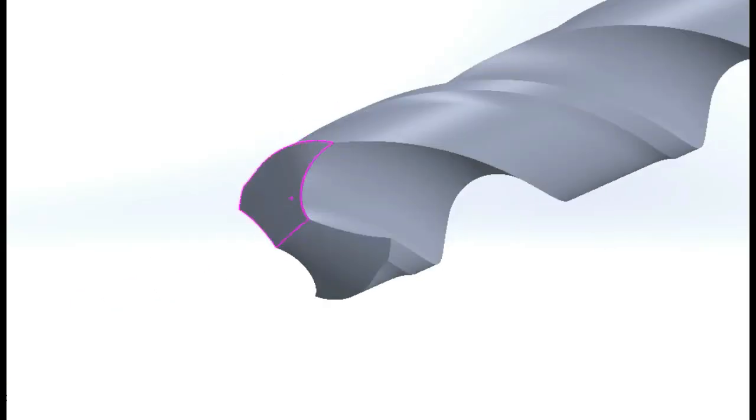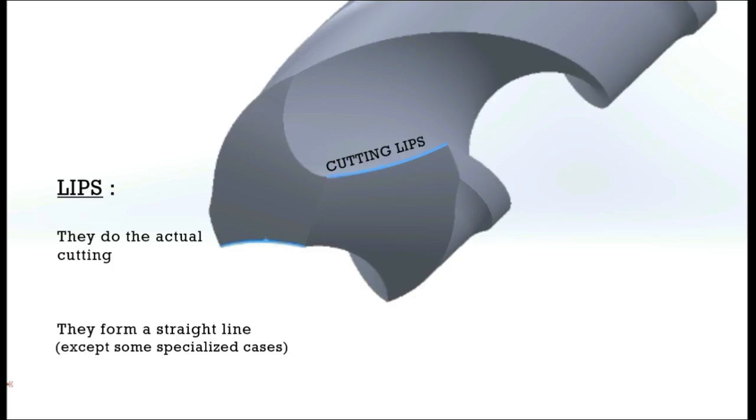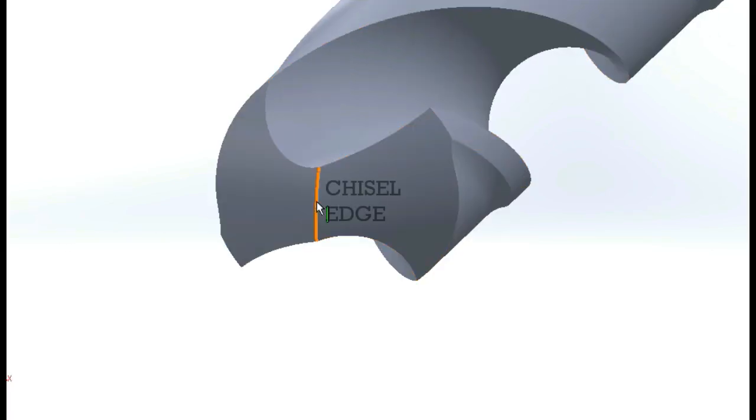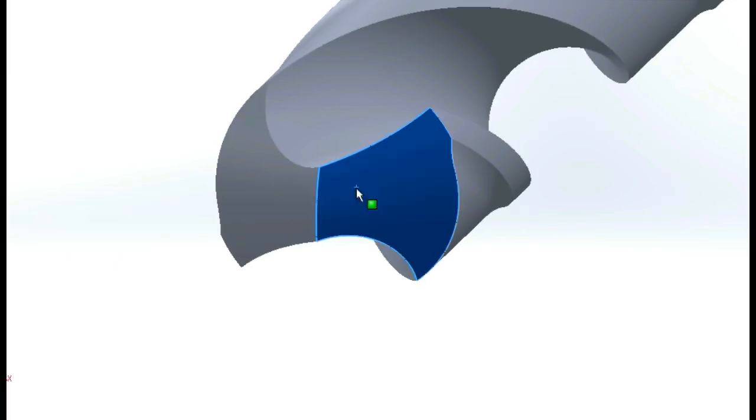Now, let's move on to the drill point. These are cutting lips, or just lips. They do the actual cutting job. This is called the chisel edge. It is the end of the web that connects the lips. The chisel edge does not cut. It penetrates, displacing the workpiece material, and consumes 60 to 70% of the thrust. This face is called the heel.